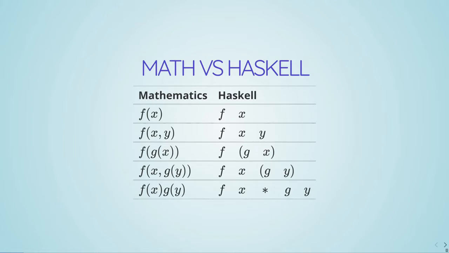There are a few examples here of f applied to x and f applied to x, y, where instead of x comma y, you just put two spaces between each thing. And then there are some more complicated examples that you might have seen in your later years of high school math, where f is applied to another function being applied to x.